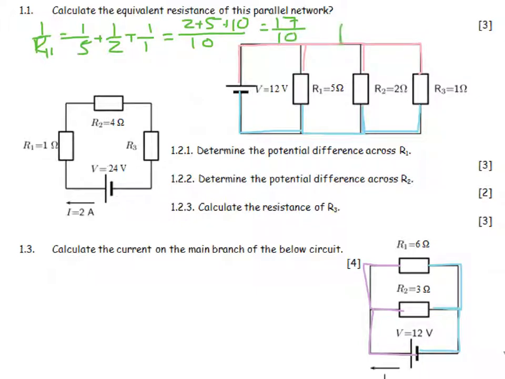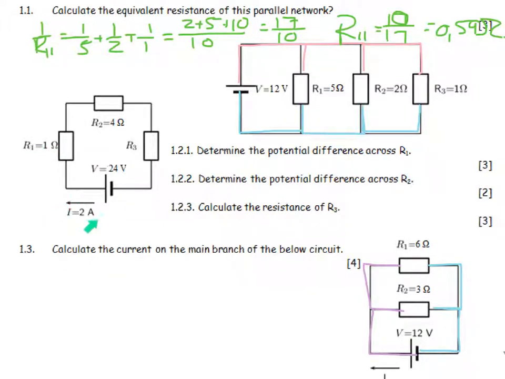Don't stop there. R parallel is equal to 1 over that. So, in other words, you need to flip your answer, so it's 10 divided by 17, which turns out to be 0,59 ohms.